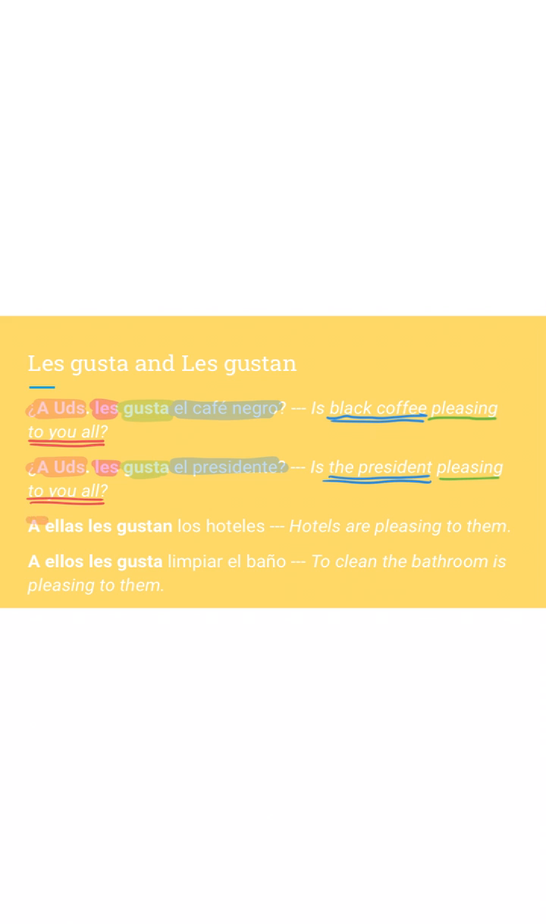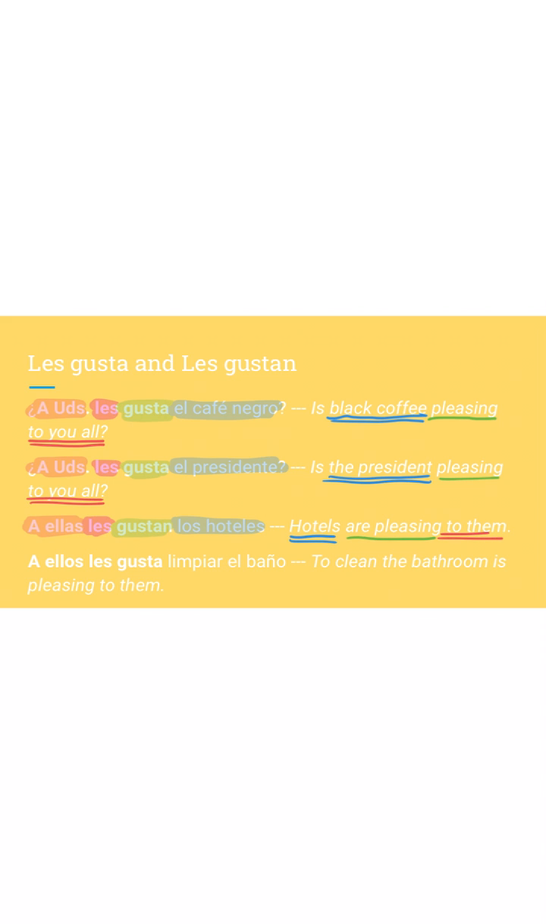We have a ellas this time, so rather to them feminine. Les, and our verb is gustan in the plural sense because our subject here are los hoteles. So rather, it comes around to hotels are pleasing to them.